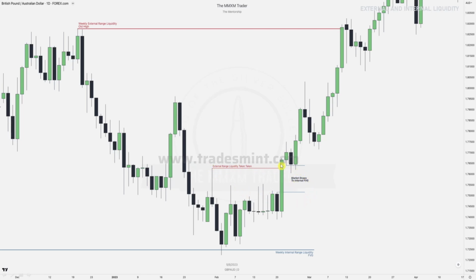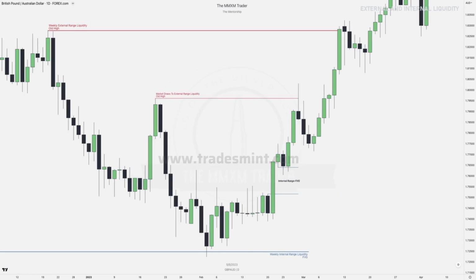So again, we go from external over here, where do we want to go? We have internal, right? Back into internal. And after we hit that internal, where do we want to go? External again, right? So we have this old high up here, which is external range liquidity. And you might think, well, wait a minute, I thought this was external range liquidity, right? But in this whole bigger range, every swing high or swing low is external range liquidity. And remember, internal range liquidity will be that fair value gap we're looking for to mitigate with and continue up. So same case over here, we take out this external range liquidity.